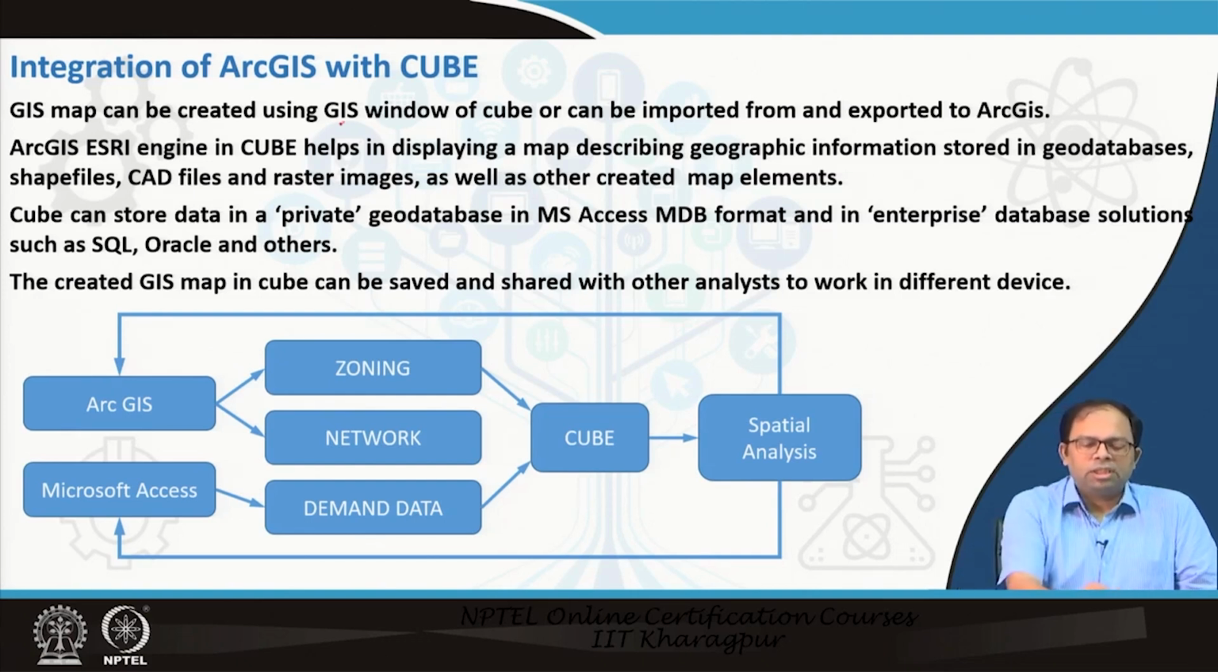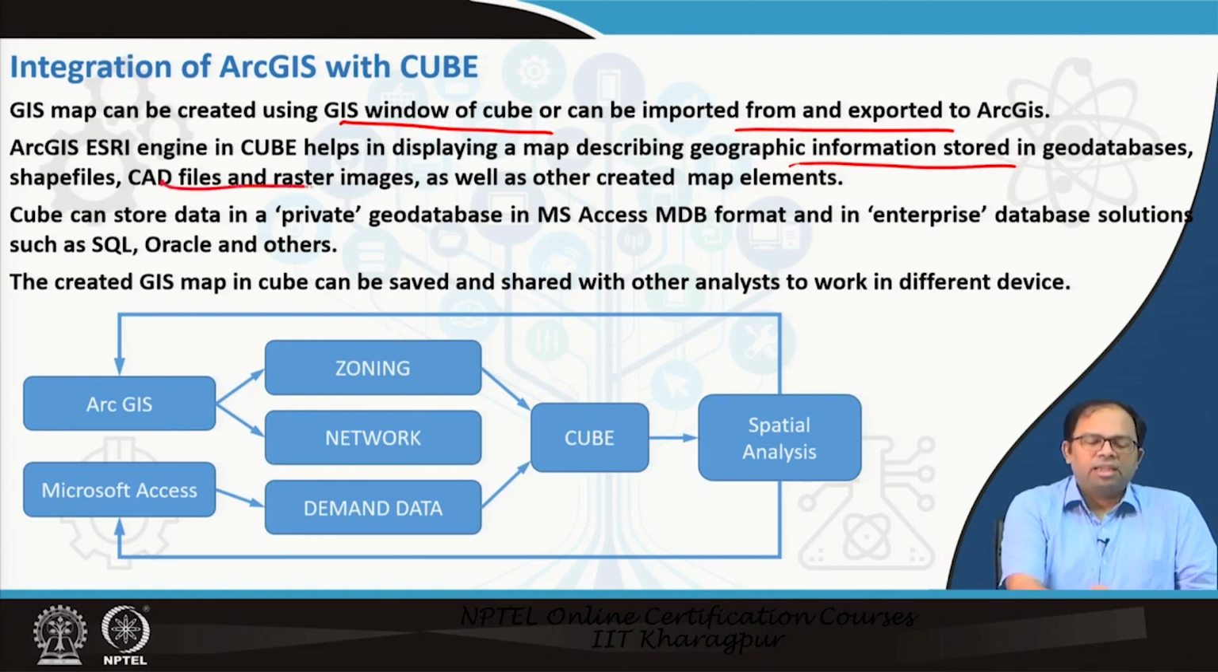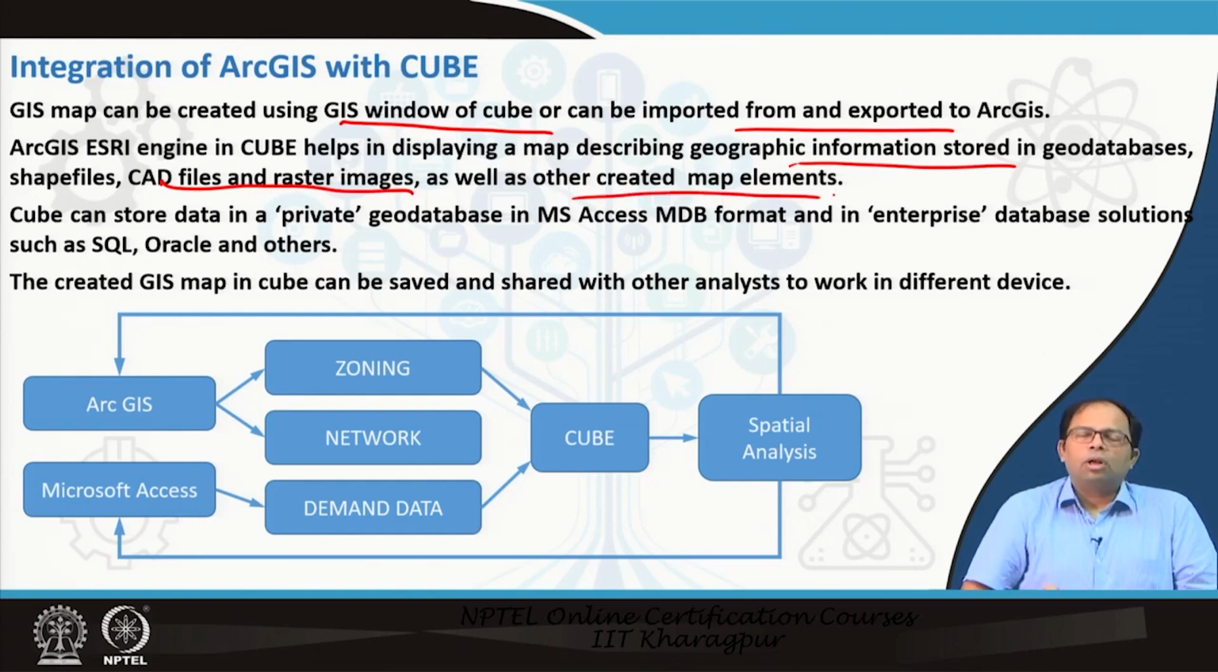We do this in the GIS window of Cube. As I was showing in the interface, there was a GIS window, and we can import the data from ArcGIS directly. The ArcGIS ESRI engine in Cube helps in displaying the map and describing geographic information stored in geodatabases, shapefiles, CAD files, raster images, as well as other created map elements. All these things can also be displayed in Cube. More or less all the capabilities of ArcGIS are also there in Cube.